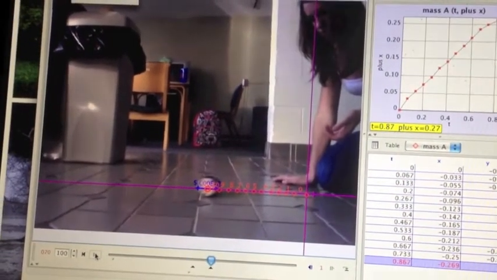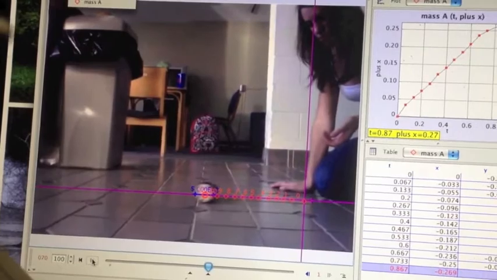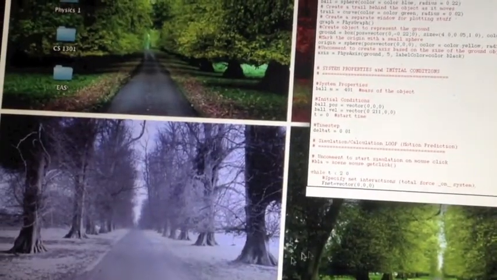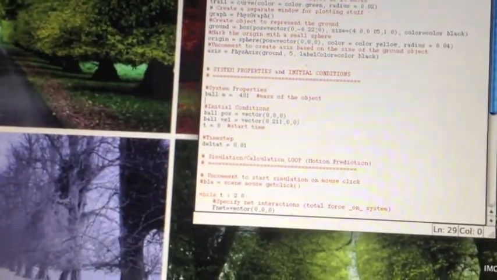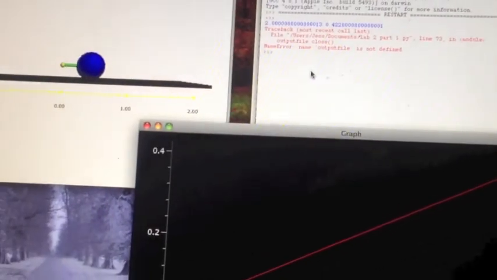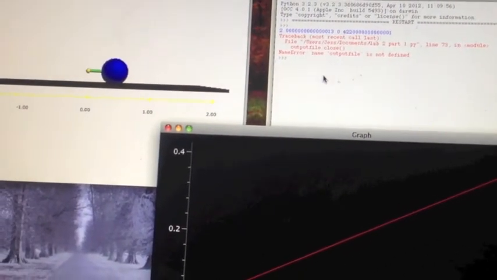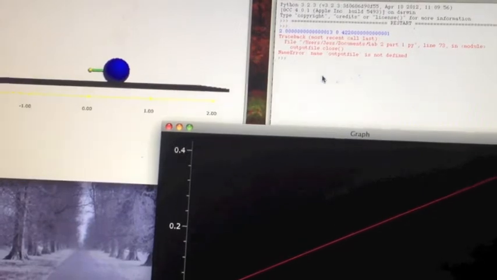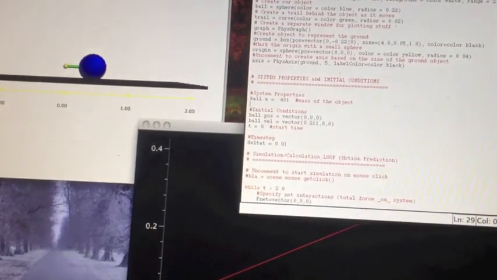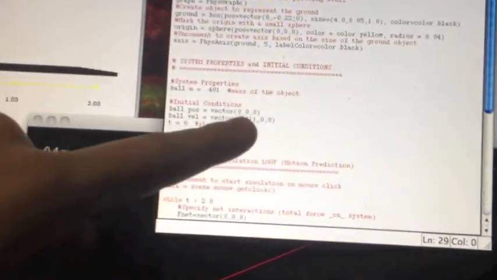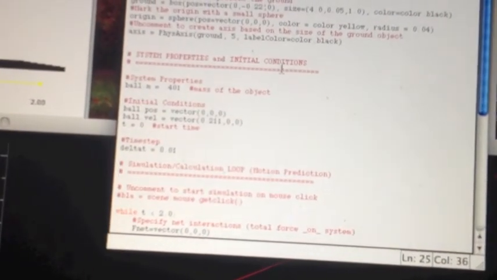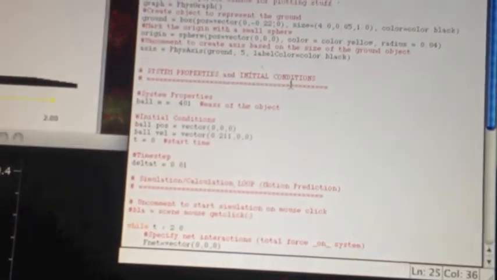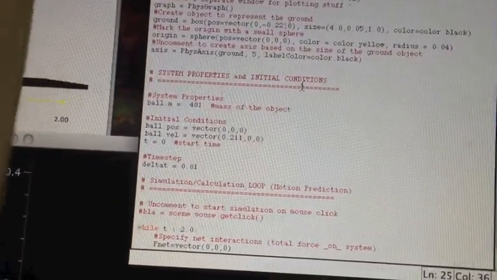So that was the model clip, and then here's the modeled motion. It moved in the positive x direction, and it modeled Newton's second law. As you can see here, the ball started at the origin and the velocity was positive 2. We found the velocity by using this model.